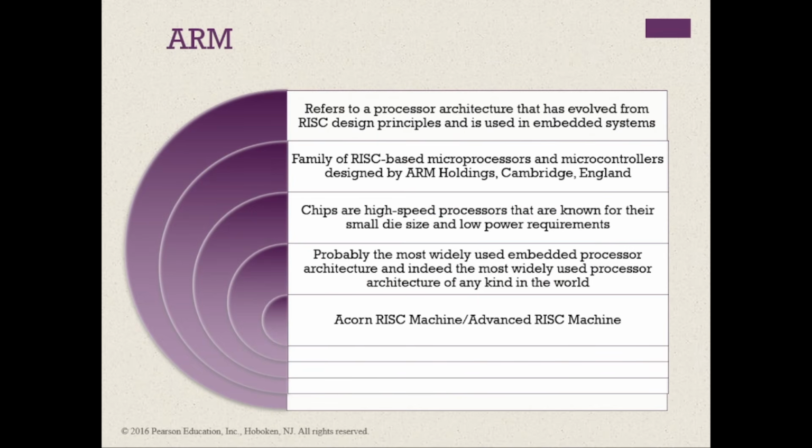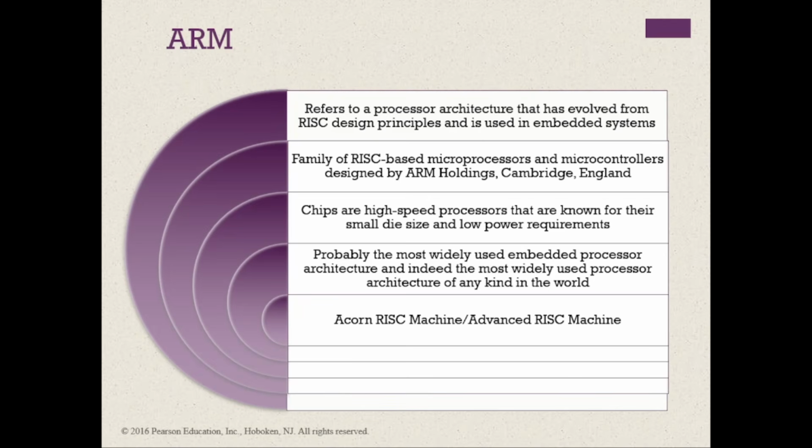Okay, next we have the ARM. ARM stands for Advanced RISC Machines, and actually, it was originally known as the Acorn RISC Machine. The ARM architecture refers to a processor architecture that has evolved from RISC design principles and is used in embedded systems. Chapter 15 examines the RISC design principles in detail. In this section, we give a brief overview of the ARM architecture.